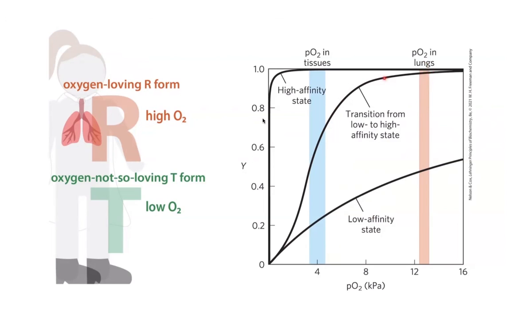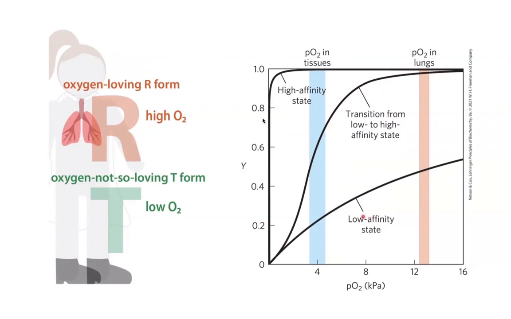But then when you go the reverse direction, because remember this binding is reversible, well, now if you decrease the oxygen concentration to say the concentration that you would find in your tissues, well, now you're going to have a lower affinity. So you're going to end up offloading a lot of oxygen into the tissues that need it. And having this cooperativity allows you to do that.